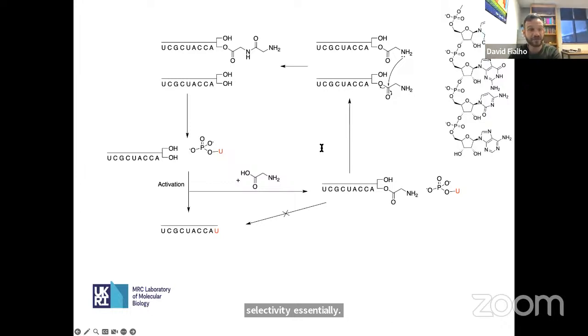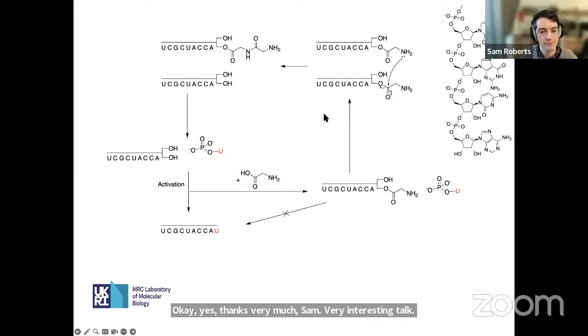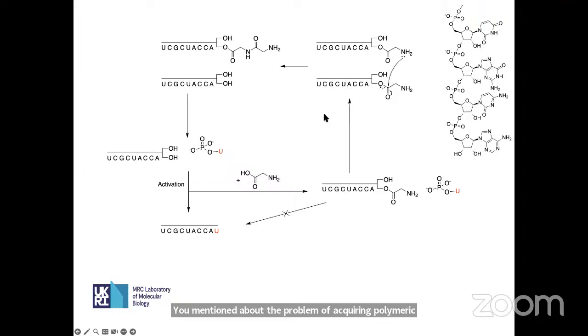So on my screen, I have two hands up. Kevin is first. So Kevin, if you want to go ahead and unmute yourself and ask your question. Okay, yes. Thanks very much, Sam. Very interesting talk. You mentioned the problem of acquiring polymeric RNA prebiotically. You must be familiar with the papers that came out of the Benner lab in the last 18 months: if you have the RNA triphosphates, which can also be made prebiotically, and you treat them with sterile prebiotic glasses, like those obtained from volcanic ashes, you can actually make appreciable amounts of RNA.